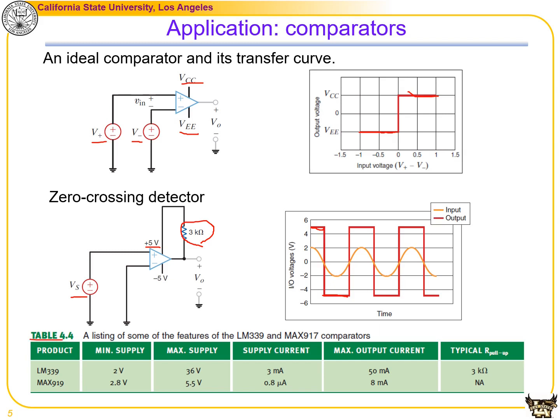And in this table, I provided two products, the LM339 and the MAX919. On the description, we can see that the LM339 requires a typical pull-up resistor of 3K ohm, while the other op-amp, the MAX919, doesn't need a pull-up resistor.